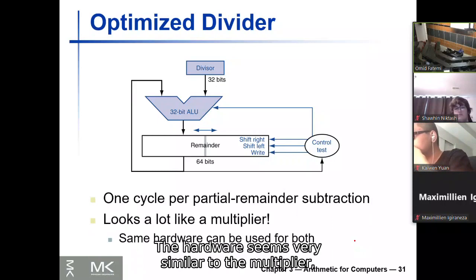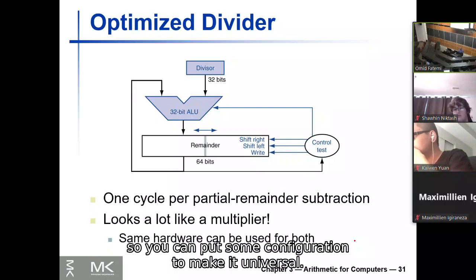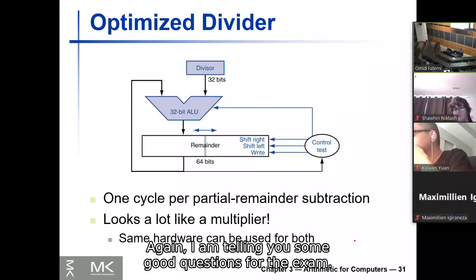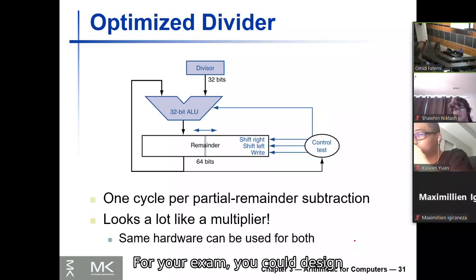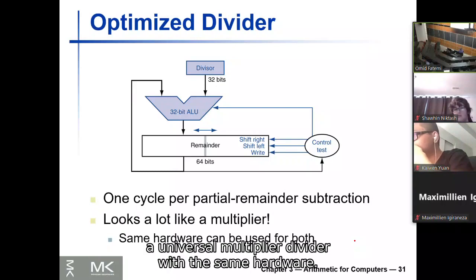So the hardware seems very similar to the multiplier. So you can put some kind of a configuration to make it universal. Again, I am telling you some good questions for the exam. So for your exam, you could design a universal multiplier divider with the same hardware.